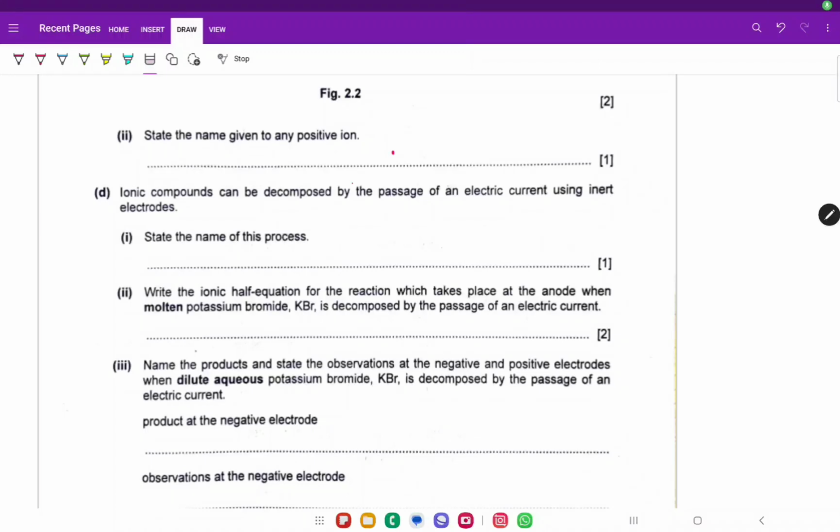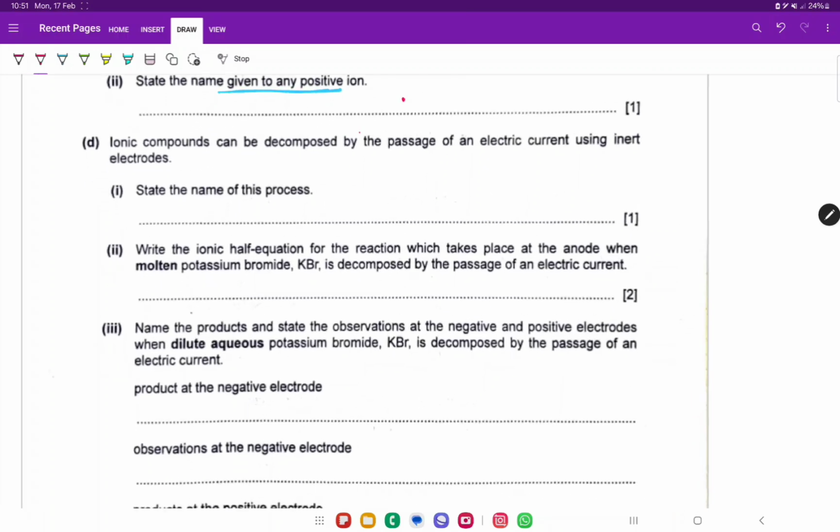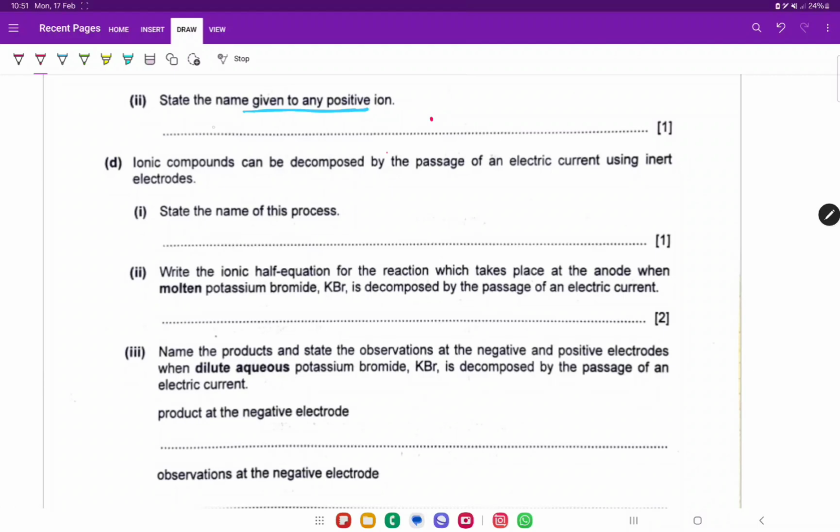Now the next question is, state the name given to any positive ion. Any positive ion in an ionic lattice or anywhere, we call them cations, and in case of an ionic lattice we can call them metal ions or metal cations.